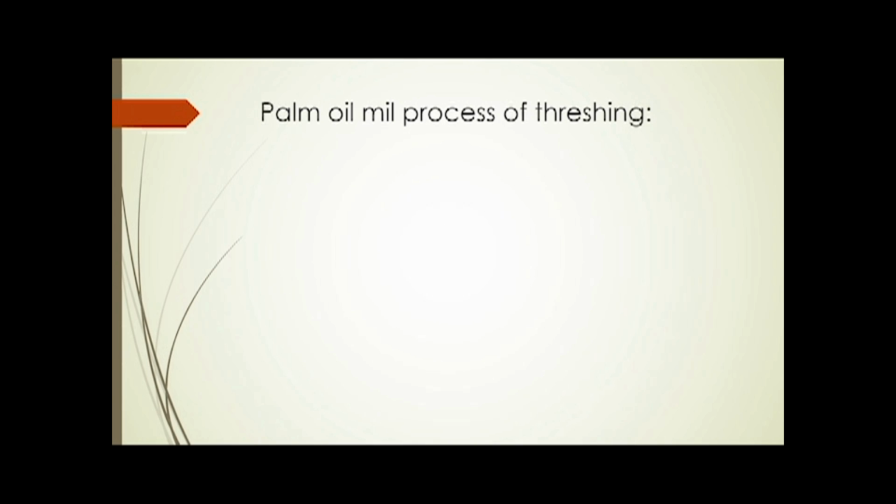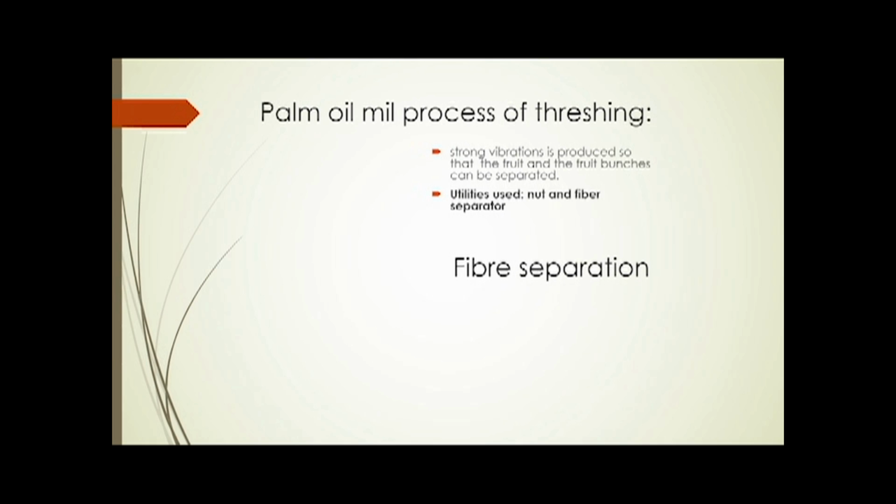Palm oil mill process of threshing. Strong vibration is produced so that the fruit and the fruit bunches can be separated. Utilities use nut and fiber separator. Fiber separation: the extruded fiber pie enters the air separation system after getting crushed to get separation of fibers and kernels.